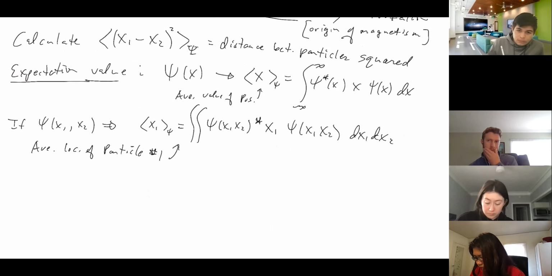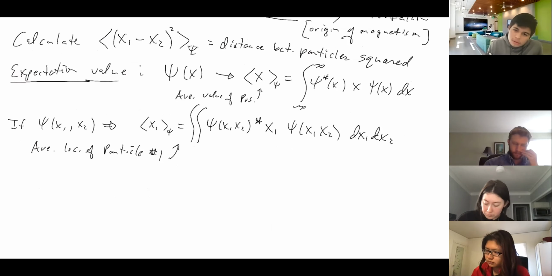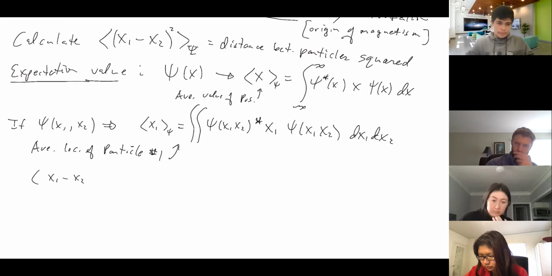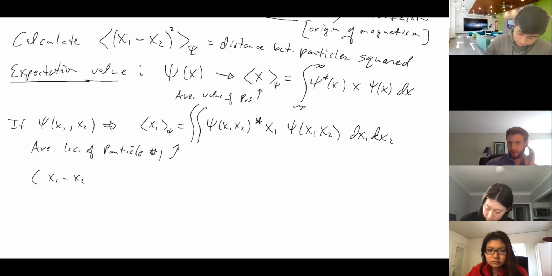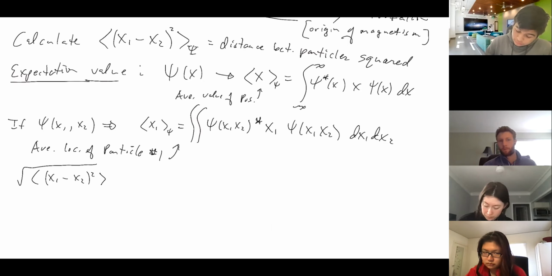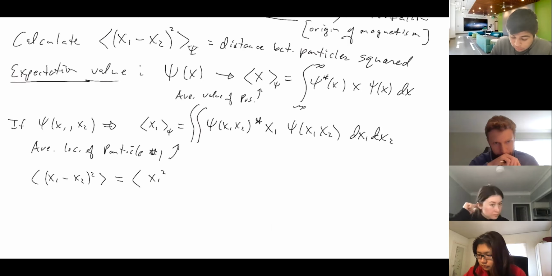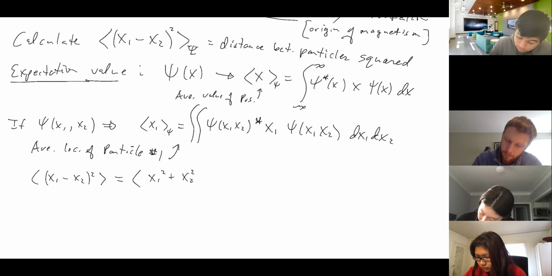Now if I want to figure out the average distance between two particles, I just have to calculate the expectation value of x1 minus x2. But this will be 0, which is why I have to square it. If I wanted the distance, I would then take the square root, but we're not going to bother with that. You have all done expectation values before, so let's take a closer look at the algebra of this quantity. It's the expectation value of x1 squared plus x2 squared minus 2 x1 x2.